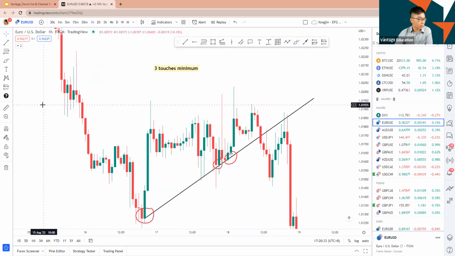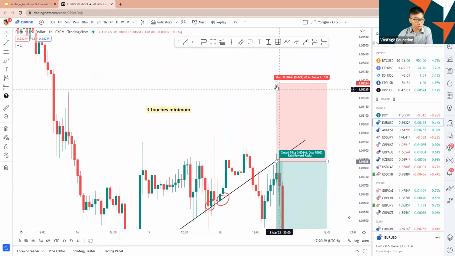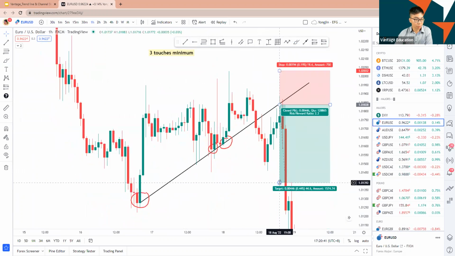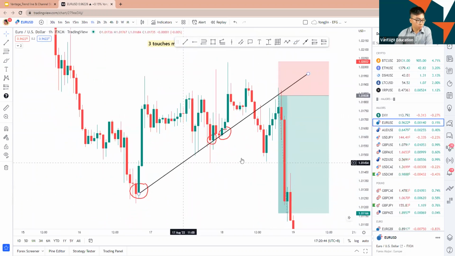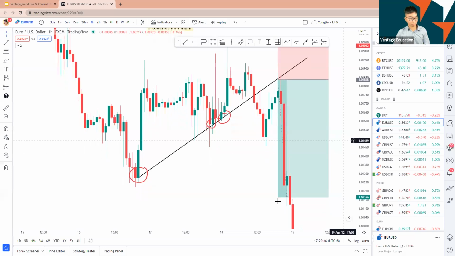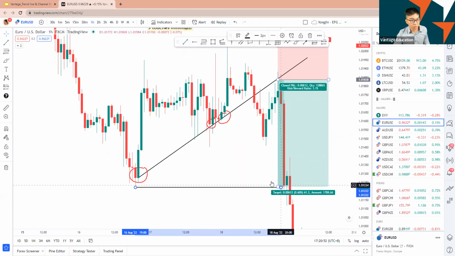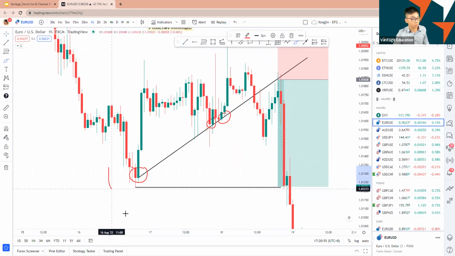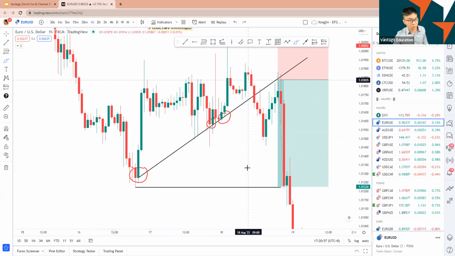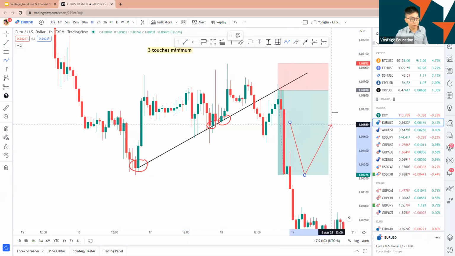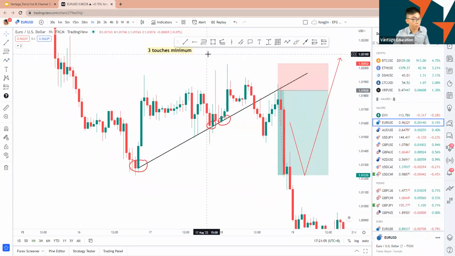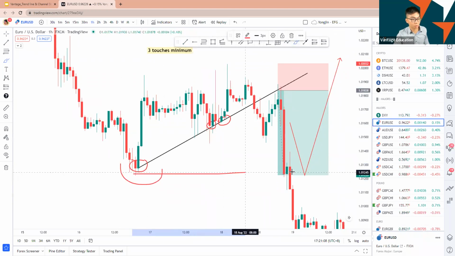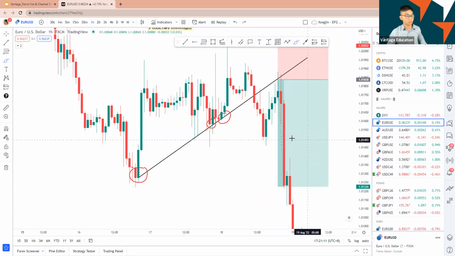Okay, price retraced back up. Tapped. Stop loss above. And it went all the way down. As usual, please remember to take partial profits below the previous swing low. It's a strong area. Price potentially went back down and it bounced off the previous swing low. Okay, moving on.